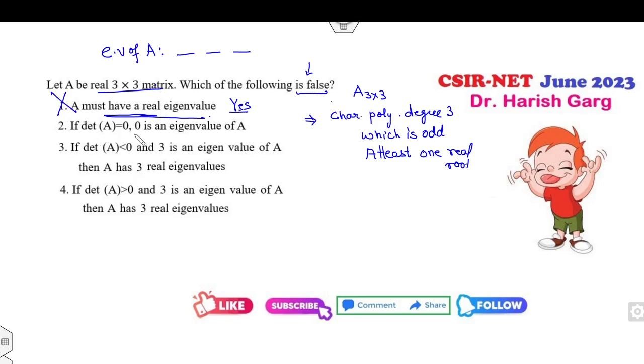Fine. So it must have one real root, yes, but we need a false statement. If determinant is 0, then 0 is an eigenvalue. That's obviously a correct statement, because if the determinant is 0, that means one eigenvalue is 0. So the B option is a correct option, but we need a false statement.